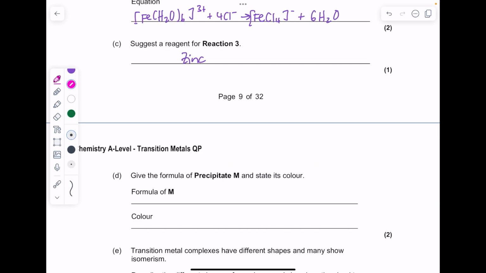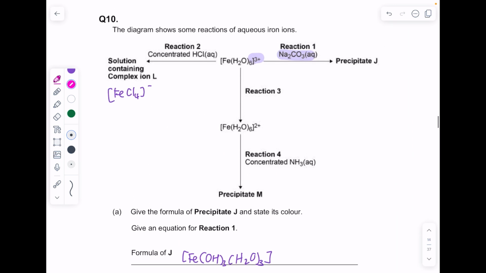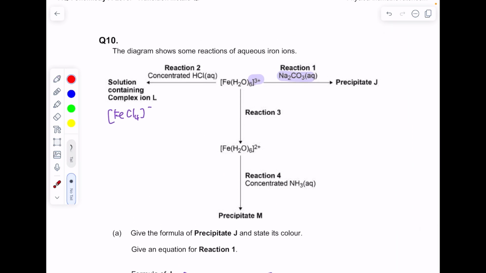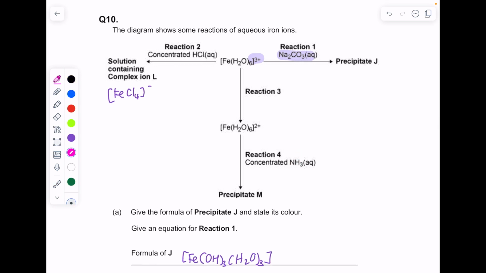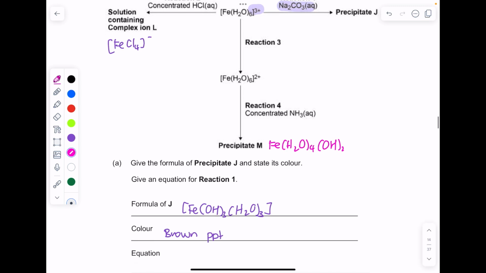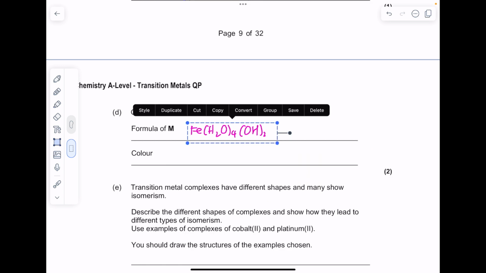Give the formula precipitate M and state its colour. So we're reacting this complex ion with ammonia. That's going to produce a green precipitate. Like I said, you simply have to learn these. I'm really sorry. It's super confusing.